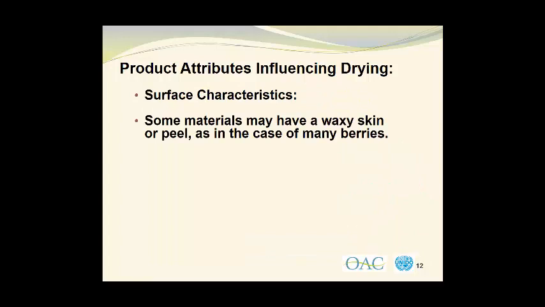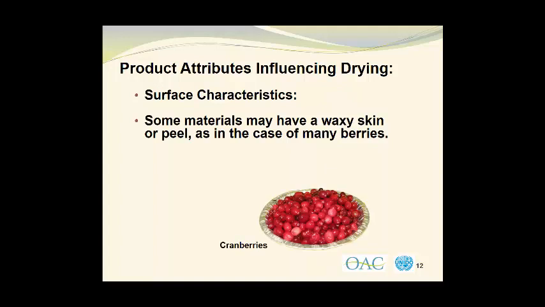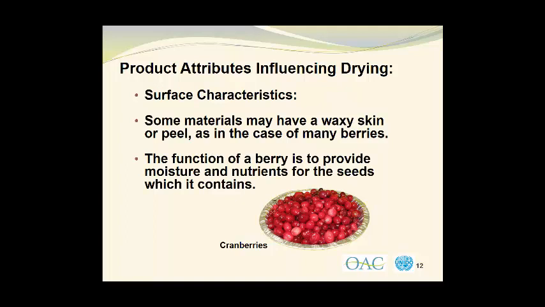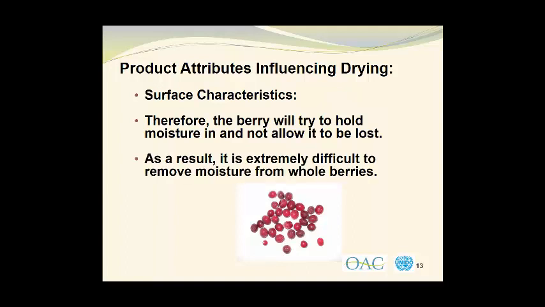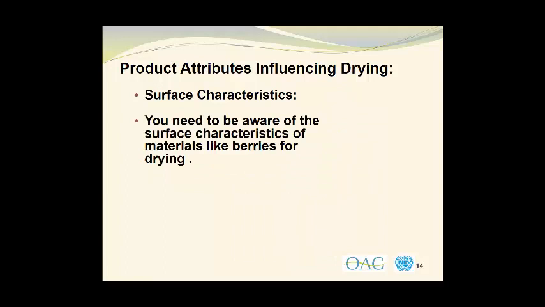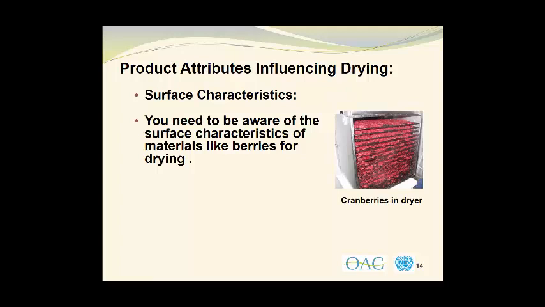Some materials may have a waxy skin or peel, as in the case of many berries, as I have already mentioned. Here we have a plate of cranberries. The function of a berry is to provide moisture and nutrients for the seeds which it contains. Therefore, the berry will try to hold moisture in and not allow it to be lost. As a result, it is extremely difficult to remove moisture from whole berries. You need to be aware of the surface characteristics of materials like berries for drying.